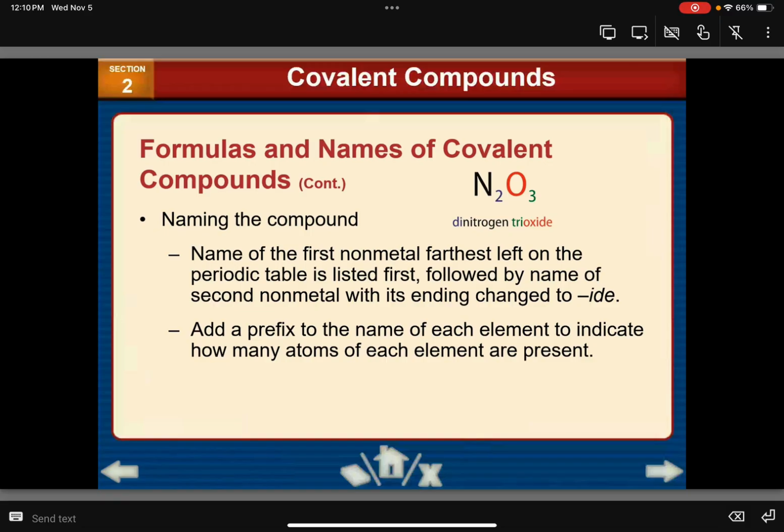Okay. And then we have to add the prefix from that table 5 to the name of each element to indicate how many atoms of each element are present.